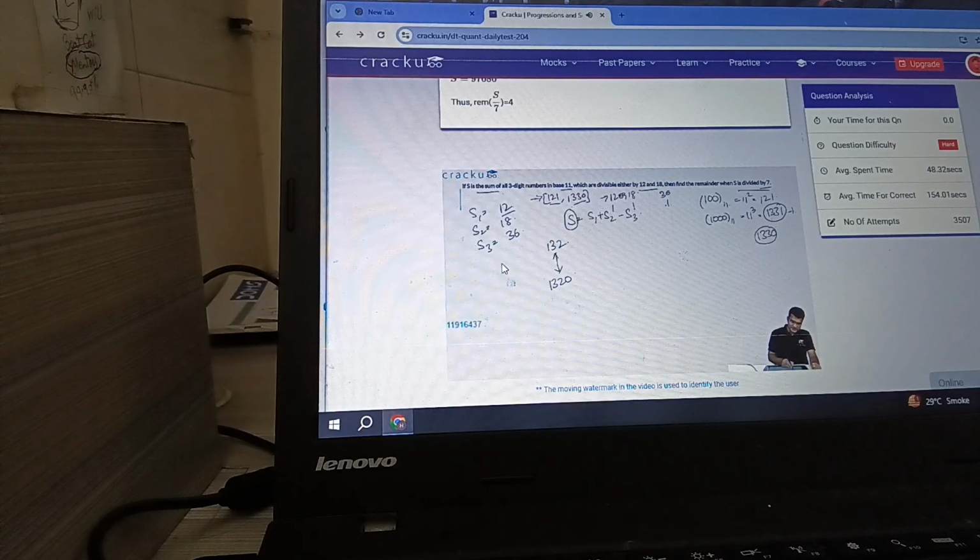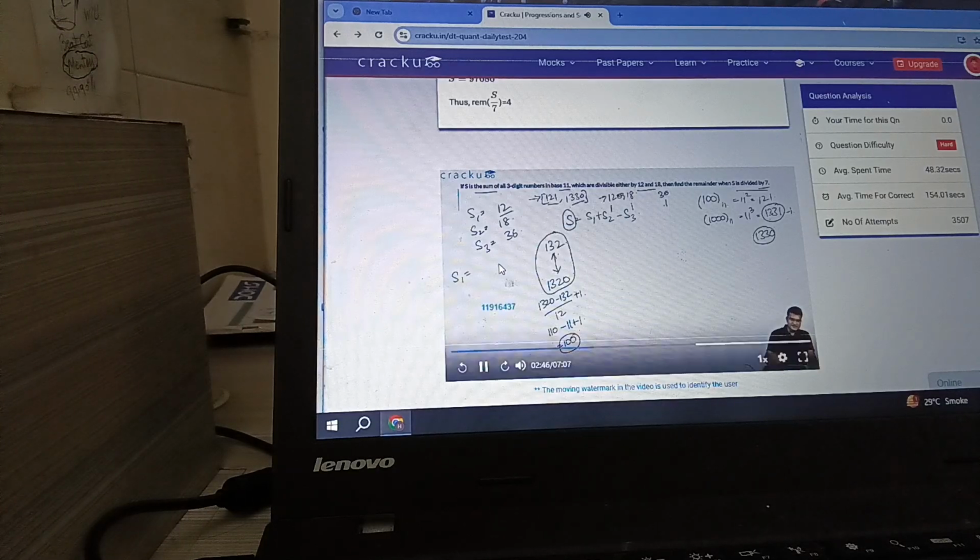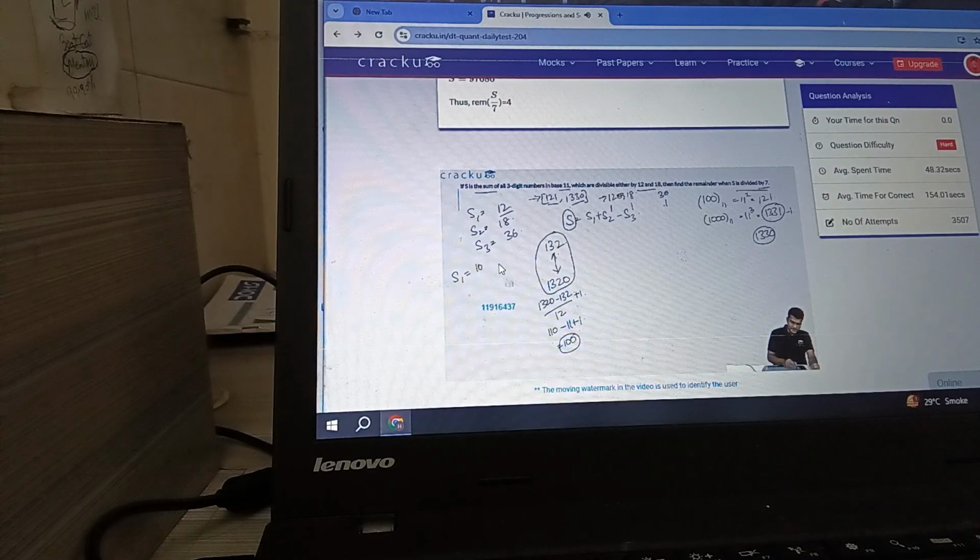Then how many numbers are there in this interval which are divisible by 12? That will be equal to (1320 minus 132) divided by 12, plus 1. 1320 divided by 12 is equal to 110, minus 132 divided by 12 which is 11, plus 1. So this is equal to 100. So there are 100 numbers which are multiples of 12 between 132 and 1320. What does this imply? This implies that S1, the sum of all the multiples of 12, is equal to 100 divided by 2 into (132 plus 1320).